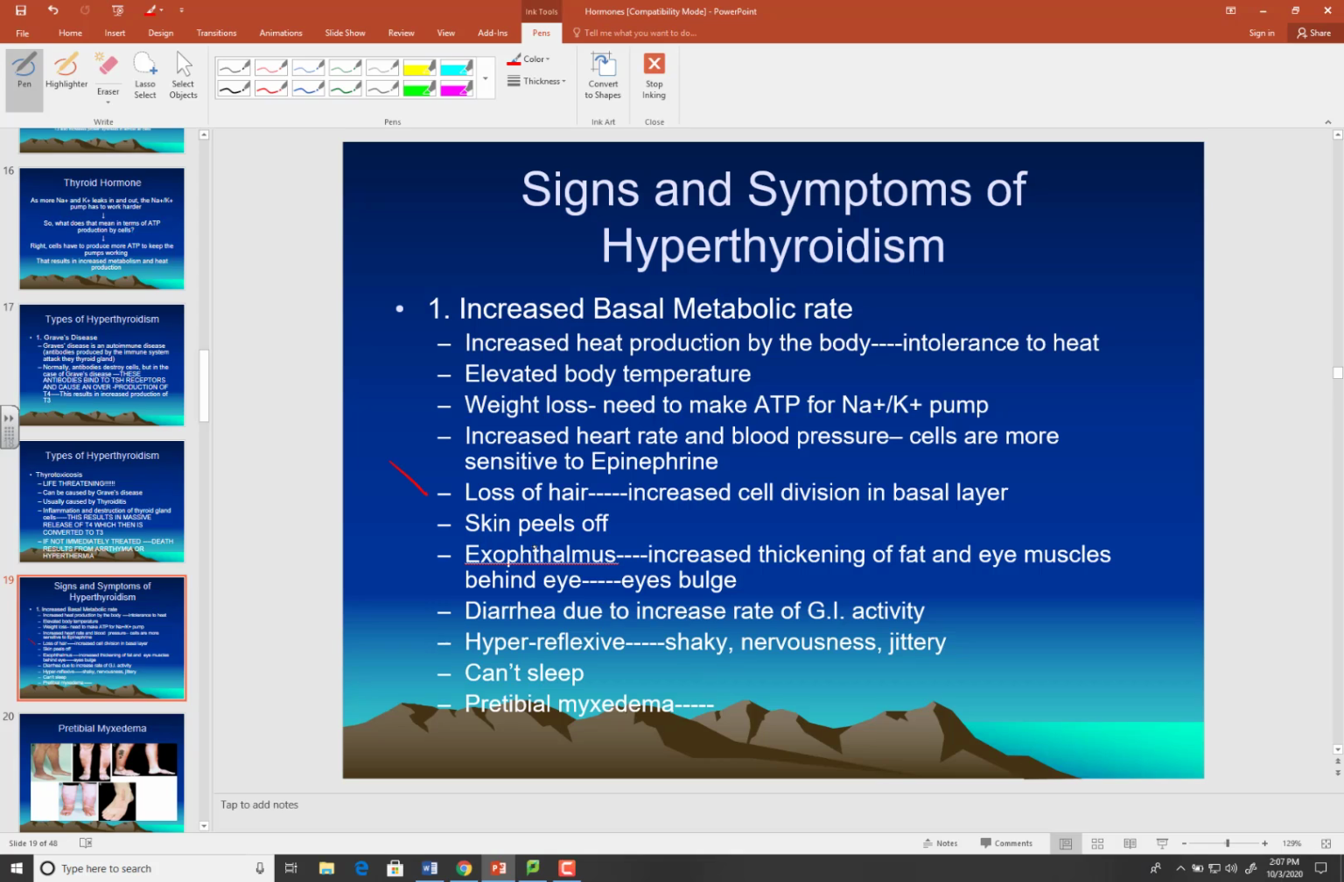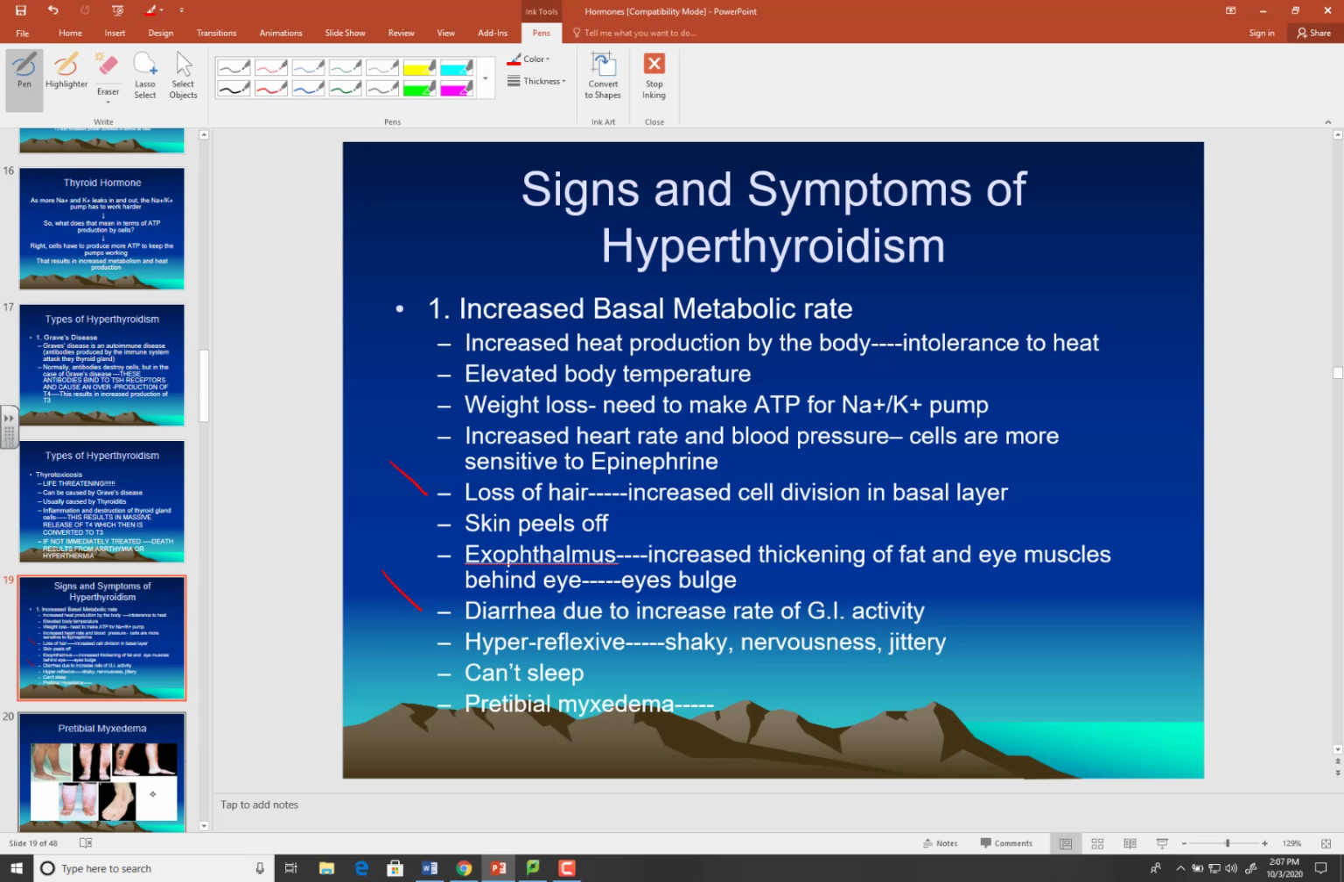The exophthalmos, that's what I was explaining to you about, the thickening of the fat and protein behind the eye as well as the eye muscles. And they will get diarrhea due to increased GI activity. So basically in hyperthyroidism, everything is hyped up. And then they're going to be hyperreflexive, shaky, jittery, anxious, and then they can't sleep.